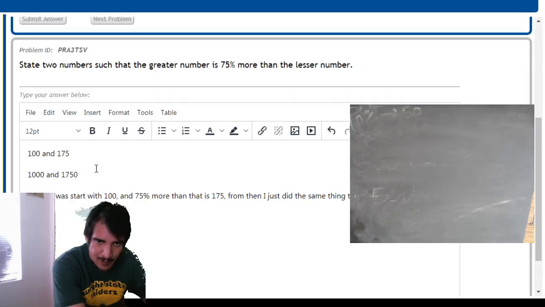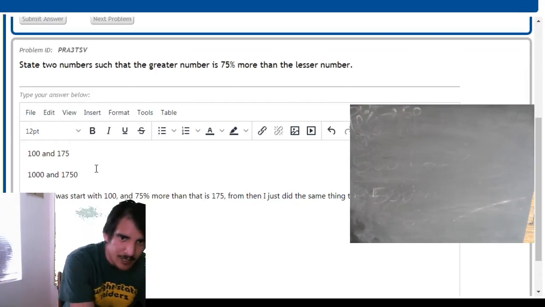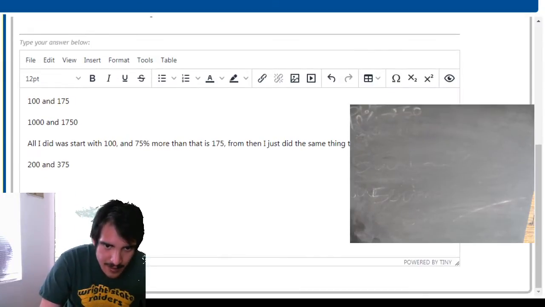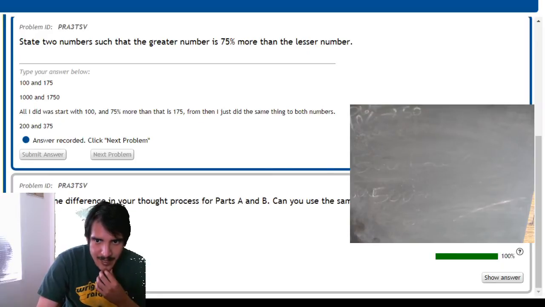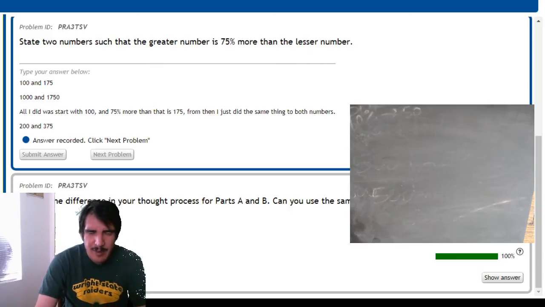I'm going to do another example. So for example, you know how we had 100 and then we had 175? What if I double both of those? I would get 200 and 375. Okay? Submit answer. Explain your thought process for parts A and B. Can you use the same numbers for each problem? Could you use the same numbers for each problem?